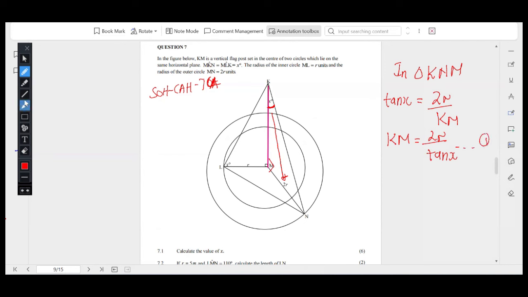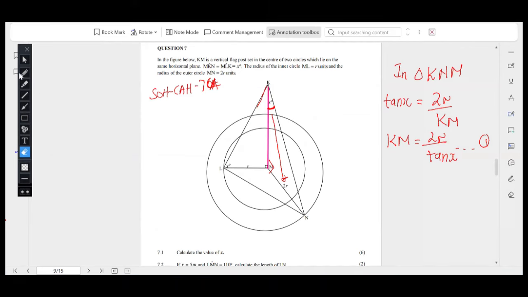Now if I go to this triangle here, KLM, and express this in terms of KM, I have R here, which is the adjacent. Then I would say tan X is equal to opposite, which is KM, over my adjacent, which is R. Again, if I want to make KM the subject of the formula, KM is equal to R times tan X. I will call this equation number two.